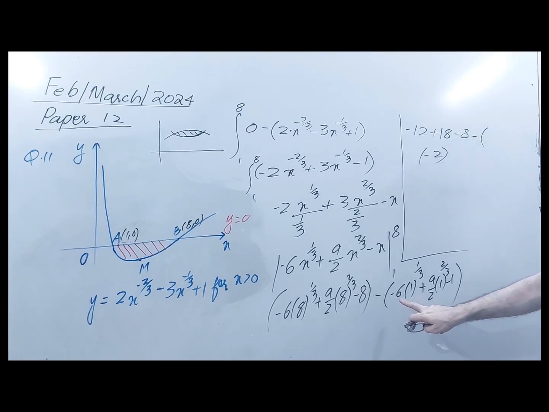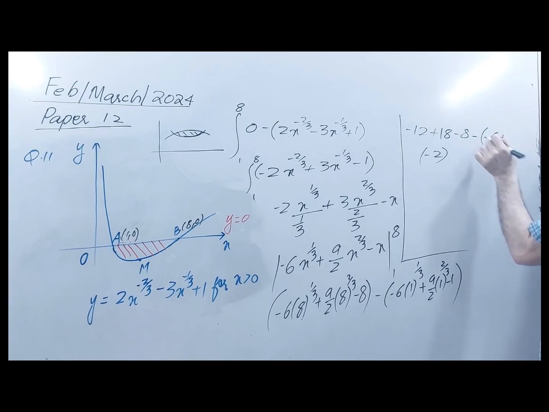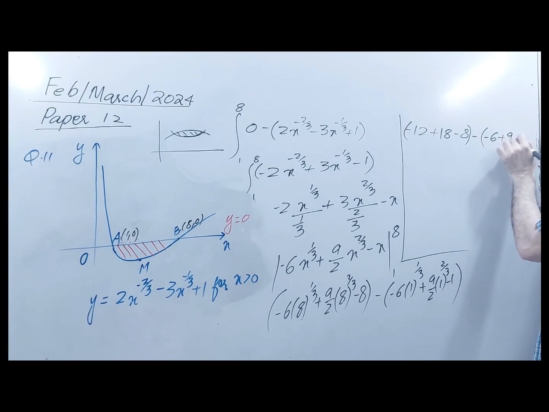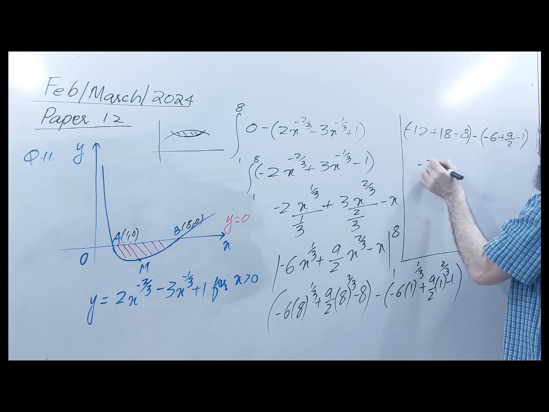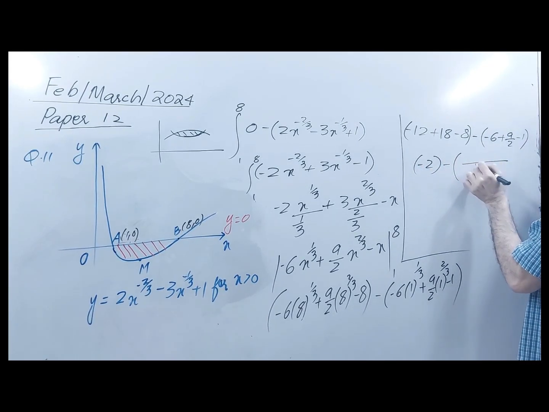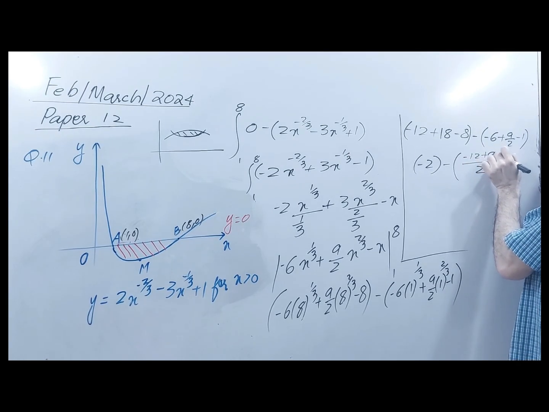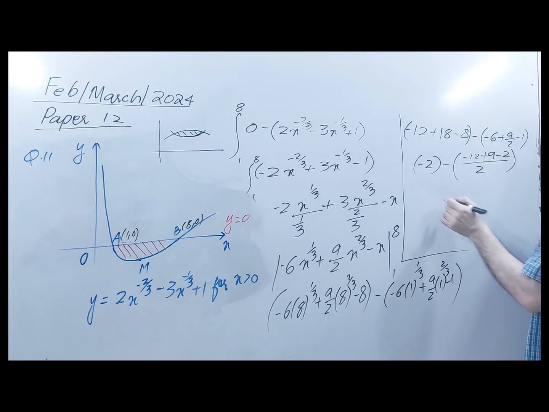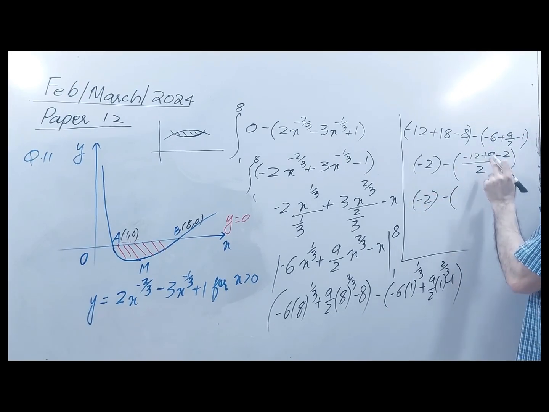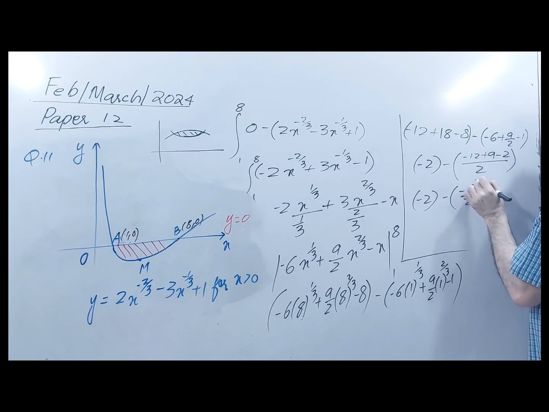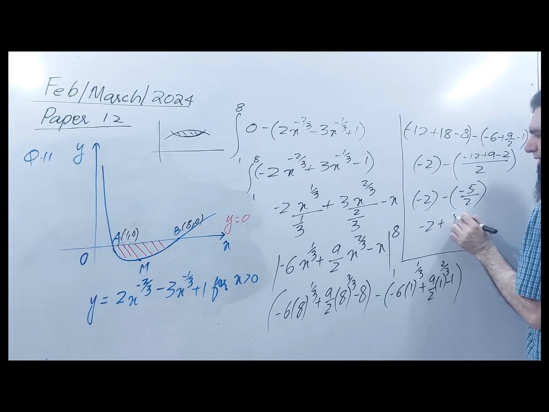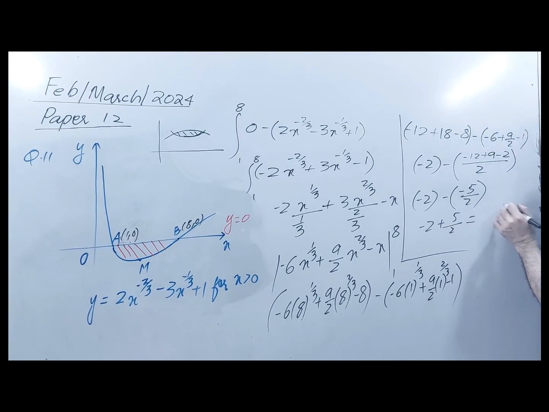Minus, what is this? Minus 6 plus, let me do it later. This is 9 by 2 minus 1. So the answer is, this is minus 2. If you take the LCM, 2 minus 12 plus 9 minus 2. So this is minus 2 minus 14. Minus 14 plus 9 is minus 5 by 2. So it's minus 2 plus 5 by 2. The answer is 1 by 2. This should be your answer.